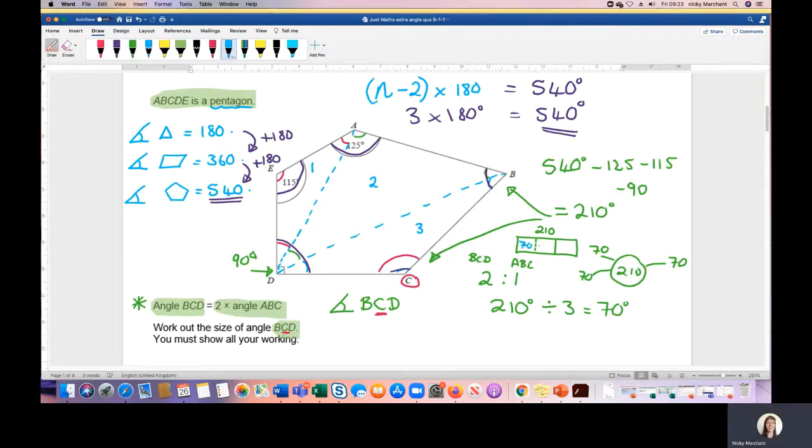That's 70 degrees. There's various ways of splitting out a ratio, and this part here is the bigger angle and this part here is the smaller angle. So that means that the angle BCD must be equal to 140 degrees because it is 2 lots of 70, 2 times 70, 140 degrees.